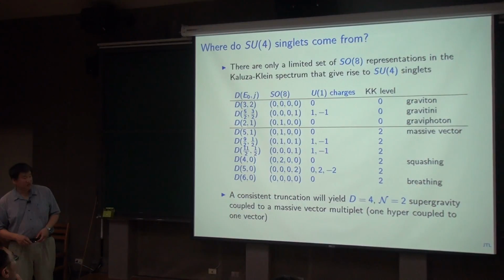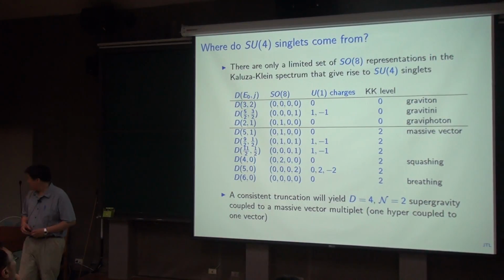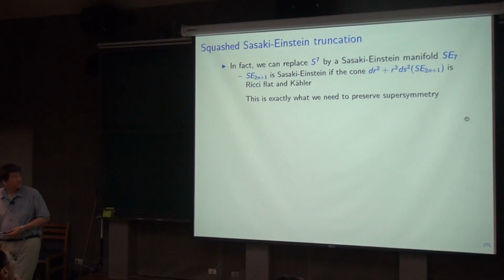That gives you a consistent truncation to the theory that you see on the slide over here. This was done by Donis, Gauntlet and Wadra. So I'll show you that. The one thing I should mention is I did not actually have to do S7. I could have replaced it by what's called a Sasaki-Einstein manifold.